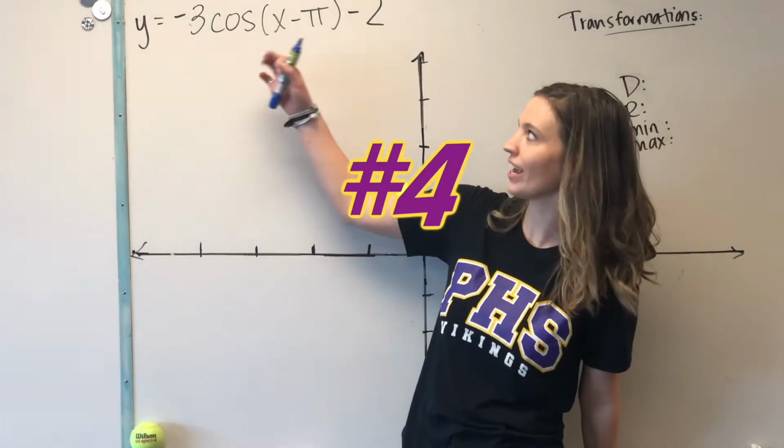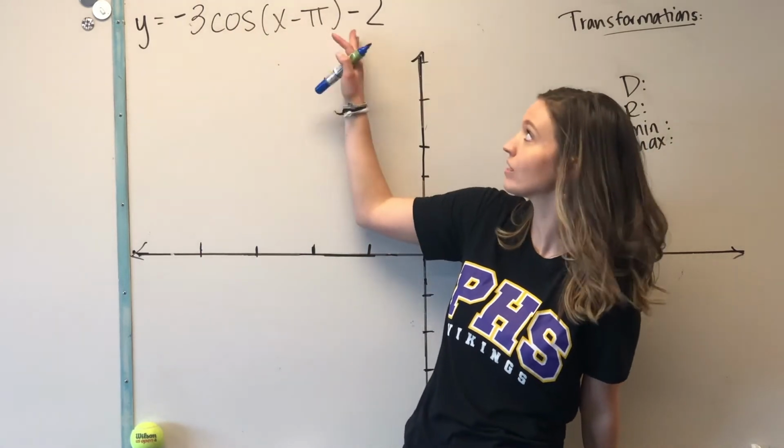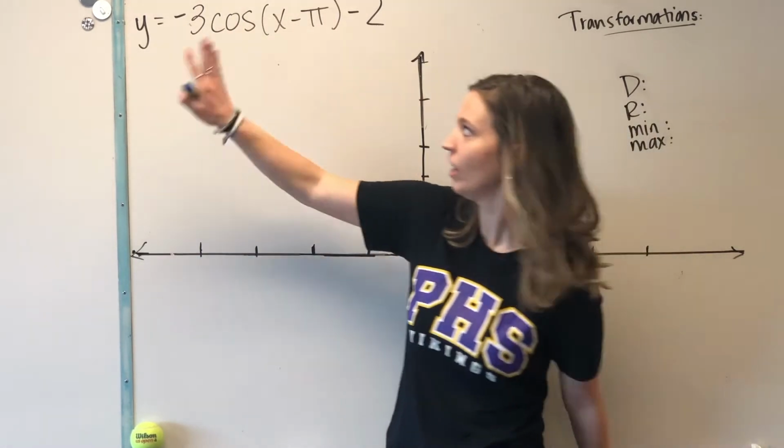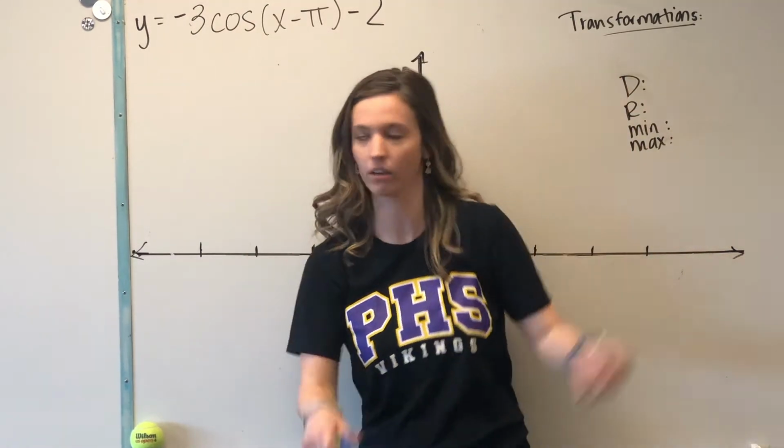All right, so let's try this one. We've got a lot going on here. Y equals -3 cosine of x minus pi, minus 2. Holy moly. Okay, let's do our transformations first. Take a moment, see if you can write down what you think, and then we'll check.